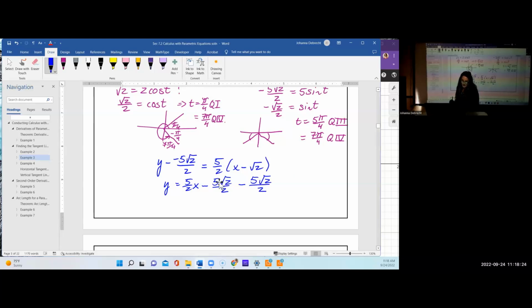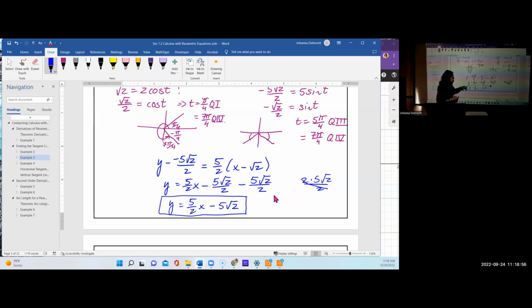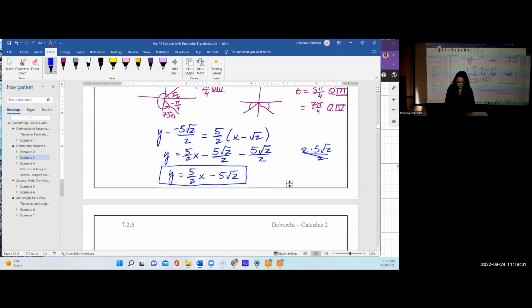All right. Well, I've got 2 sets of negative 5 square roots of 2 over 2, which would be 2 of them. So this is going to give me y equal 5 halves x minus 5 square roots of 2. Because if I have 2 times 5 square roots of 2 over 2, the 2's cancel and I get 5 square roots of 2. So this is the simplified form of that equation that we see right here. This is the tangent equation in explicit form, meaning solve for y on one side by itself and nothing but the independent variable on the other side.